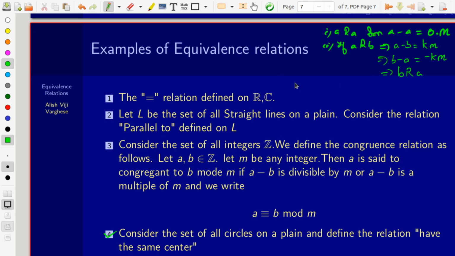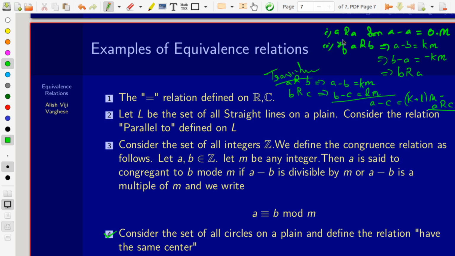Then the third property, the transitive property. A is related to B means A minus B is a multiple of M, so some M into K. And B is related to some C, that means B minus C is some L into M. From these two expressions, if we add them, A minus B plus B minus C, that means A minus C is equal to K plus L into M. Since K and L are integers, K plus L is another integer, so it's an integer multiple of M. That means A minus C is a multiple of M, or A is related to C. So it is the transitive property.